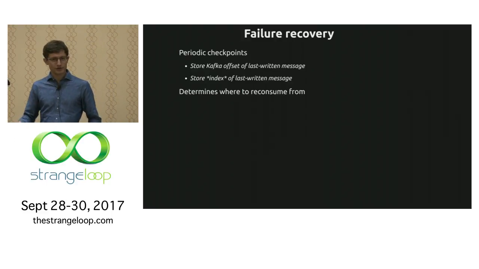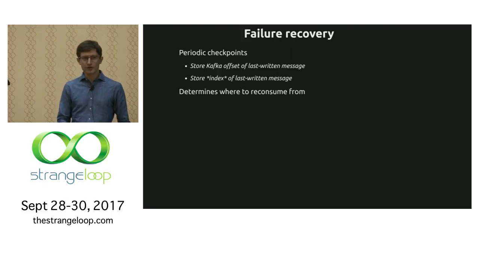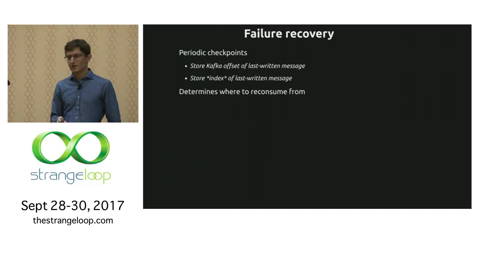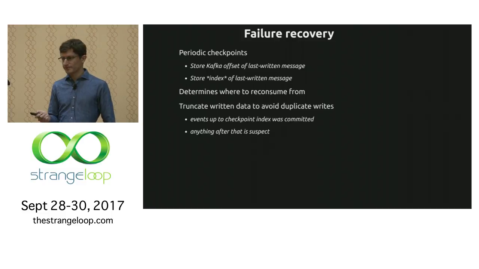And to make sure that works, we write every now and then a checkpoint file. That says, here's the last offset that I definitely finished writing to disk. But we need to store something else as well. We need to store the index of the message. This is the index that we're assigning to the events as they're coming in. So the offset tells us where to reconsume from.